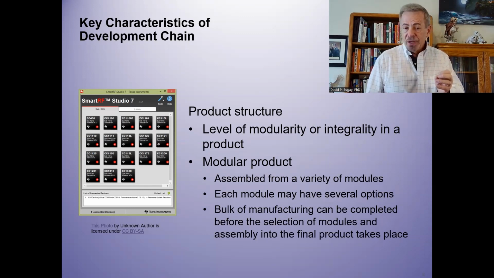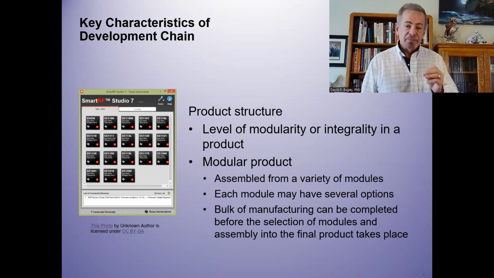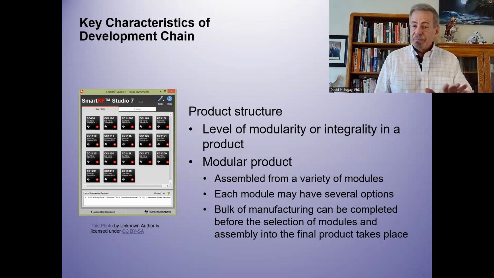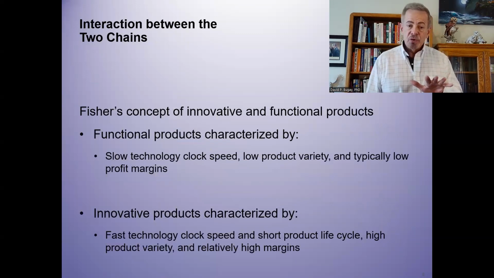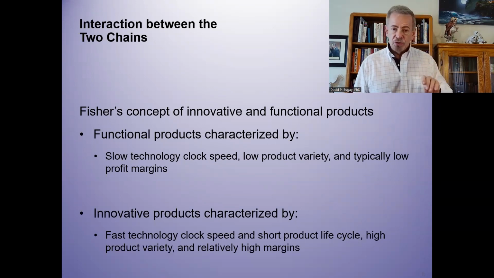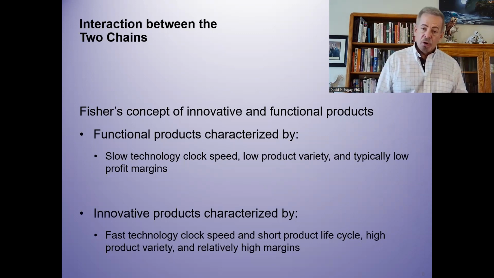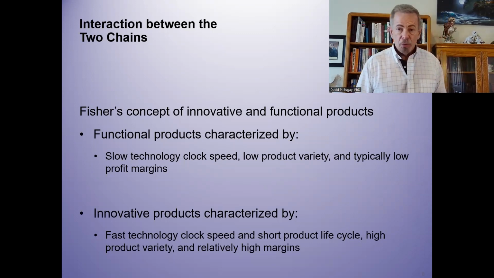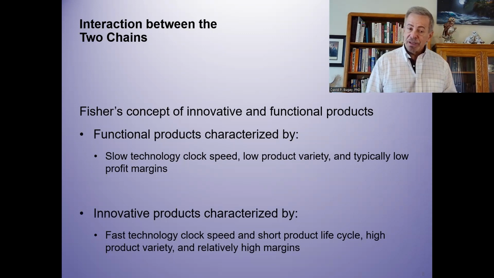So the modular way, a lot of times, is a really easy way to sit down and have your development, and then you can actually customize it later on. It just depends where you're at, and you have to measure what you're making. There are two different kinds of general projects. You have a functional project. It's got a slower technology speed, low product variety, and typically low profit margins. There's not much there. We characterized that before with different types of things in the grocery world.